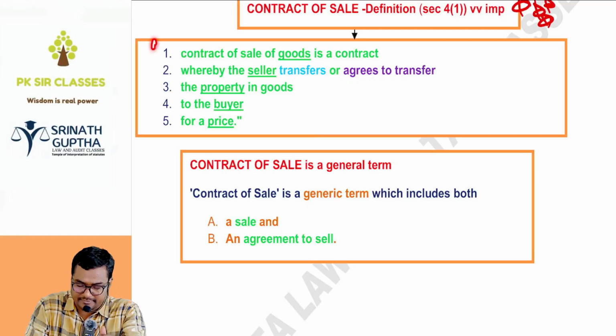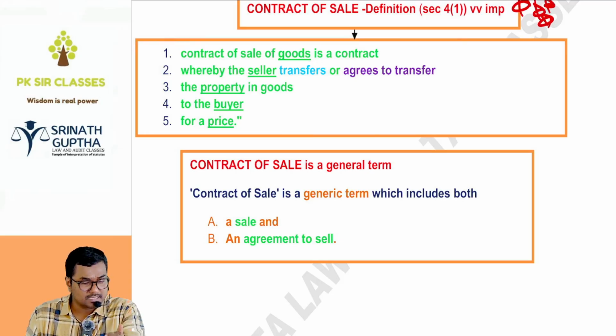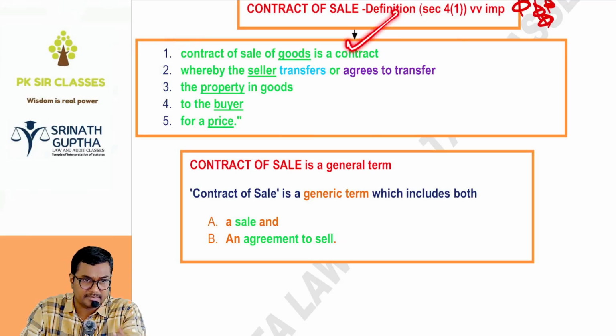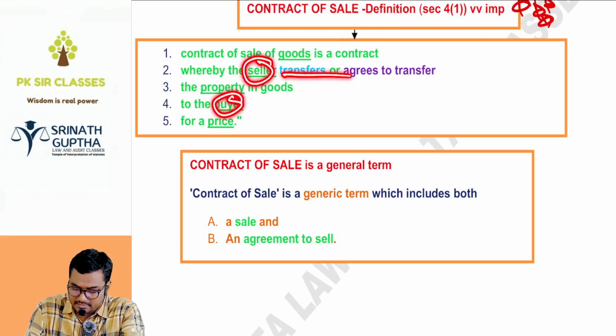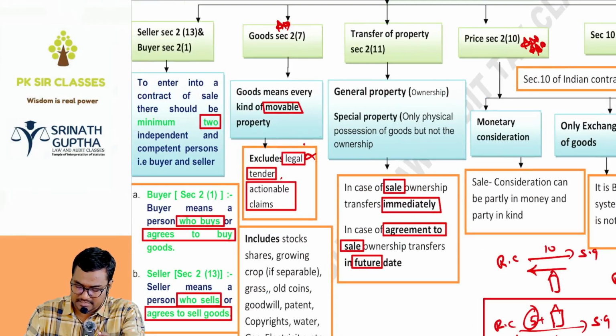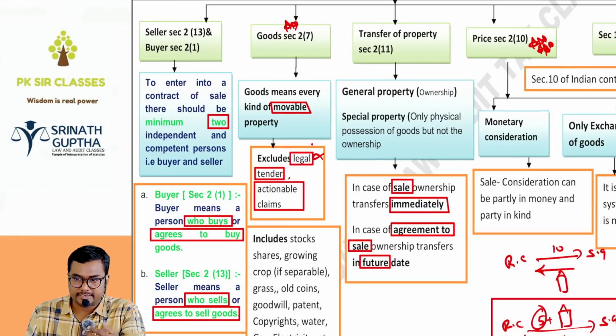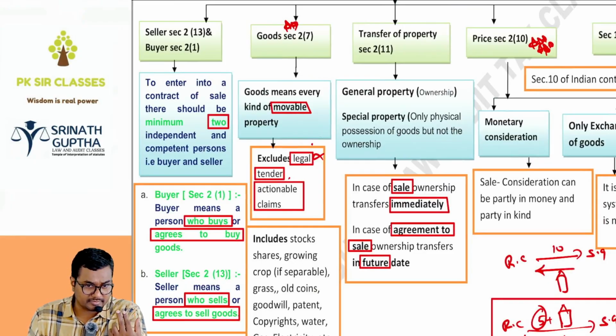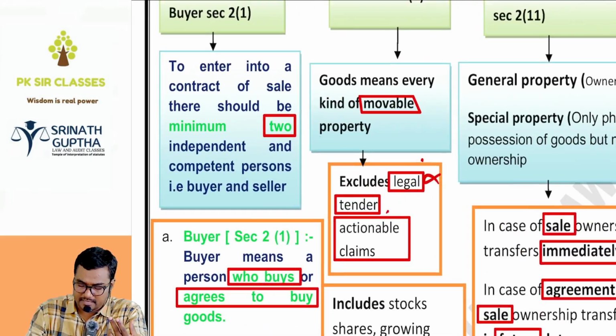So what is this definition? Let us make the analysis. Contract of sale of goods is a contract only, so it must satisfy Section 10. There must be a seller, there must be a buyer, there must be transfer of property, and there must be a price also. We'll analyze the definition. First, to enter into a contract of sale of goods, there must be a buyer and seller. There must be a minimum of two persons. One is the buyer, the other one is the seller.